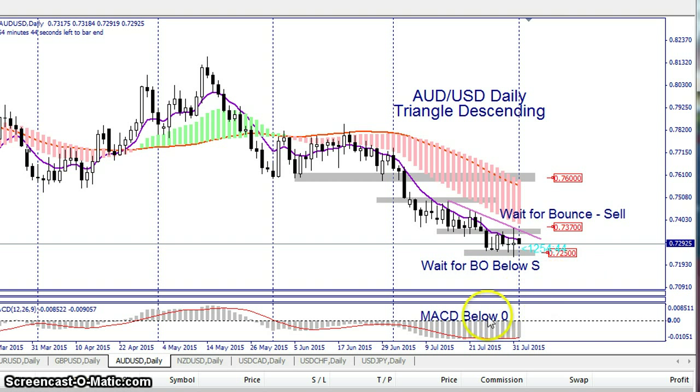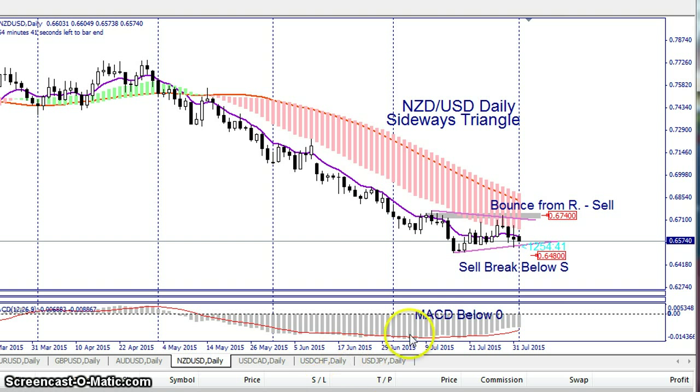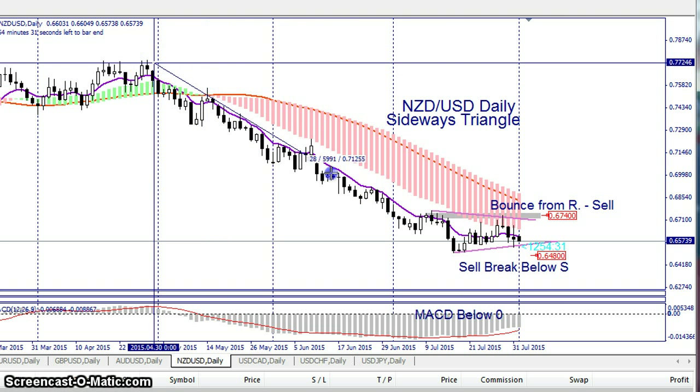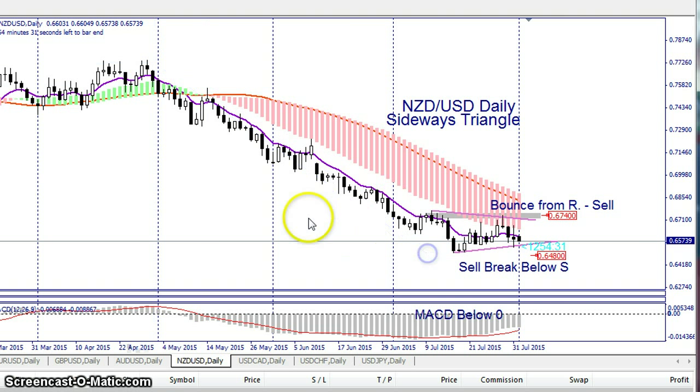Okay, and now we're going to go to the New Zealand USD. This is a fairly easy chart to look at. You can see we've had a major downturn. The trend has come down all the way from here, gone down for 1,233 pips. That's amazing, folks. That's a pretty good run. Price now is going sideways.